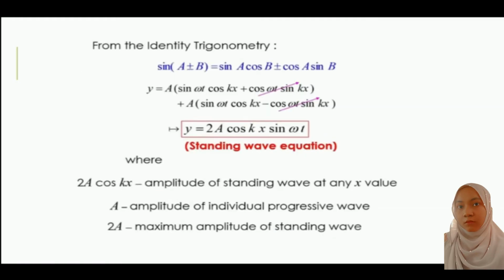From the trigonometric identity, we know that sin(A ± B) equals sin A cos B ± cos A sin B. When we solve the equation, finally we get y equals 2a cos kx sin omega t. This is the standing wave equation, where 2a cos kx is the amplitude of the standing wave at any x value. a is the amplitude of the individual progressive wave. 2a is the maximum amplitude of the standing wave.